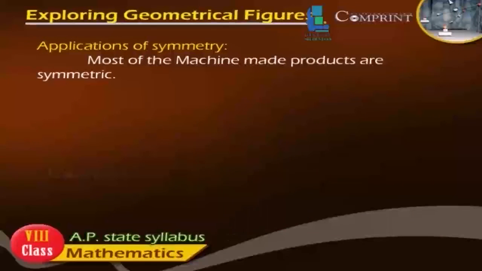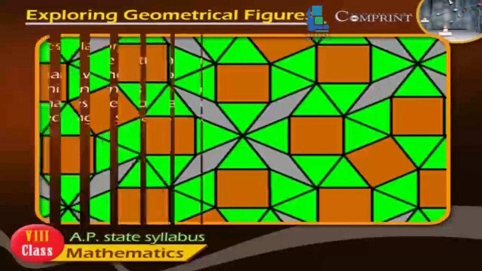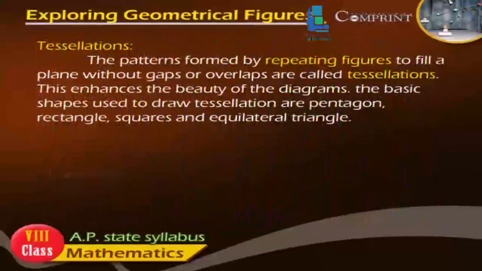Applications of symmetry. Most of the machine-made products are symmetric. Tessellations. The patterns formed by repeating figures to fill a plane without gaps or overlaps are called tessellations. This enhances the beauty of the diagrams. The basic shapes used to draw tessellations are pentagon, rectangle, square, and equilateral triangle.